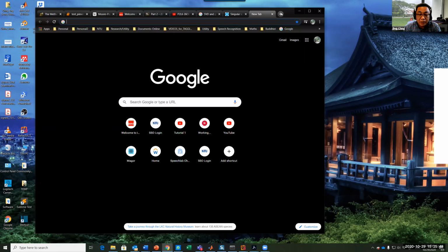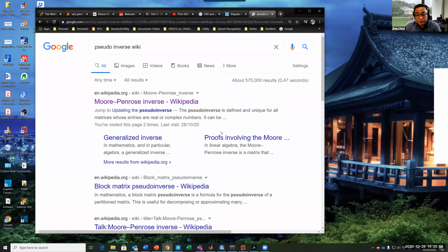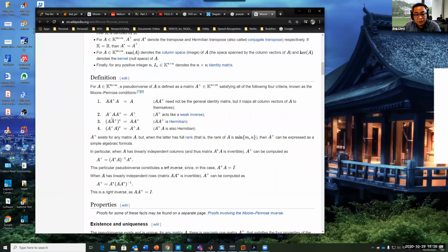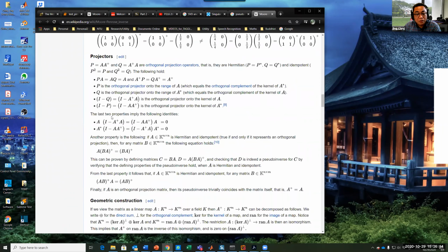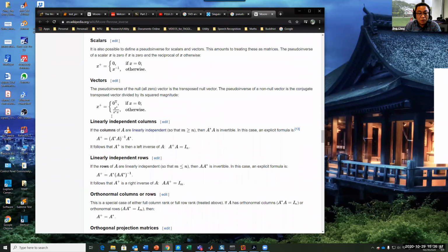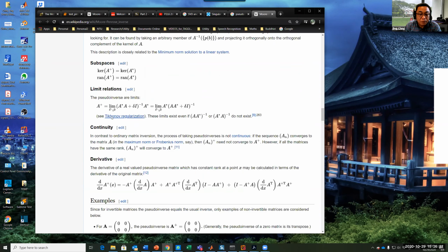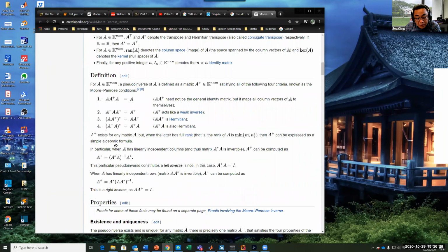Pseudo inverse, wiki. So don't get confused. The word pseudo inverse is more Penrose inverse, same. And when things become too complicated, don't bother about all this, okay? But we were talking about this problem, I think.